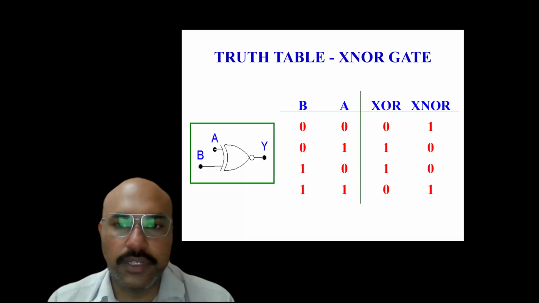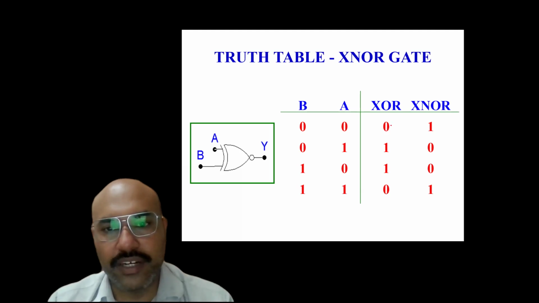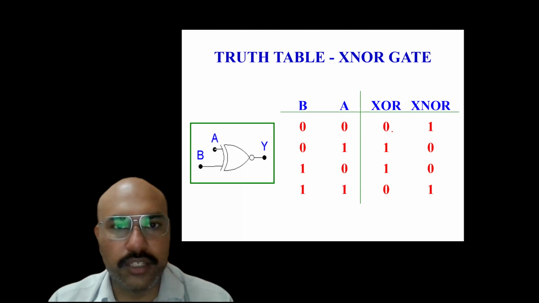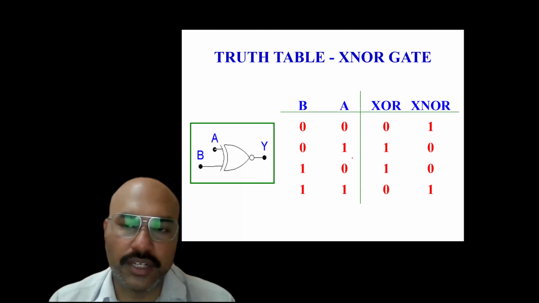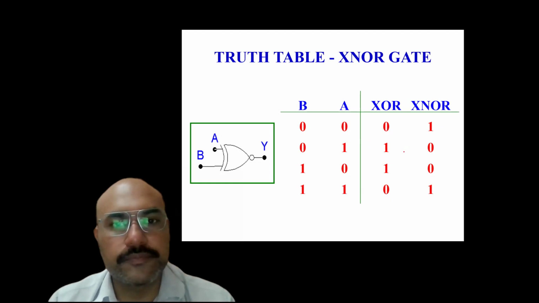So the truth table for this particular gate is just the opposite of the XOR. In XOR, we were getting 0, 1, 1, 0 as the output. The output was low when the inputs are equal. And here, the output is high when the inputs are equal. So it is just the opposite. When inputs are different, you will get 0. When inputs are the same, you will get a high output.